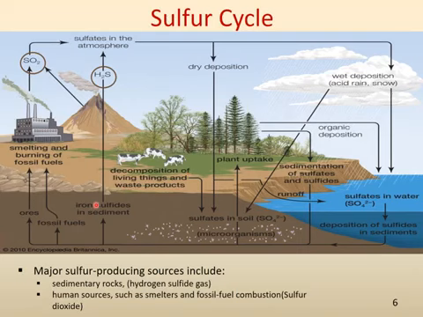Various pathways of the sulfur cycle are shown here. Major sulfur-producing sources include sedimentary rocks, which release hydrogen sulfide gas, and human activities such as smelters and fossil fuel combustion, both of which release sulfur dioxide into the atmosphere.